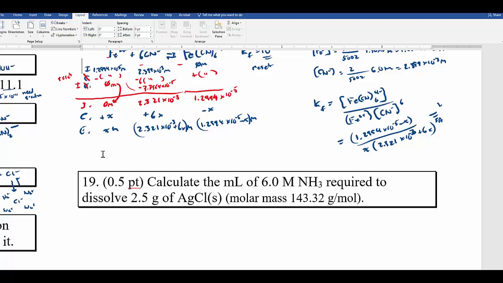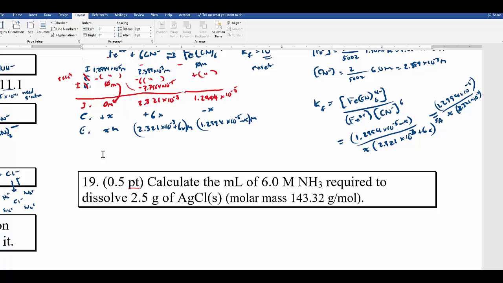So which one is bigger? Change x. And so we'll just say x is much smaller than 10 to the minus 5, which means 6x for sure is going to be a lot smaller than 10 to the minus 3. So this is going to give us 1.2994 times 10 to the minus 5 over x times 2.321 times 10 to the minus 3.